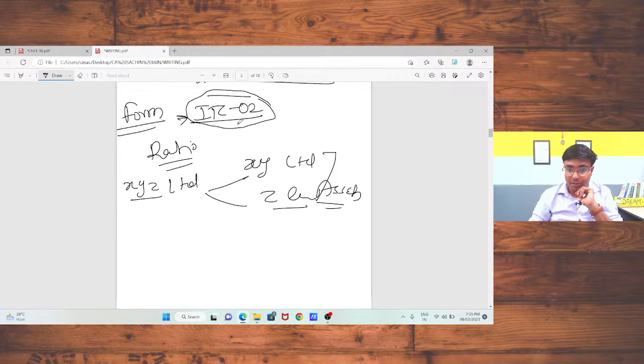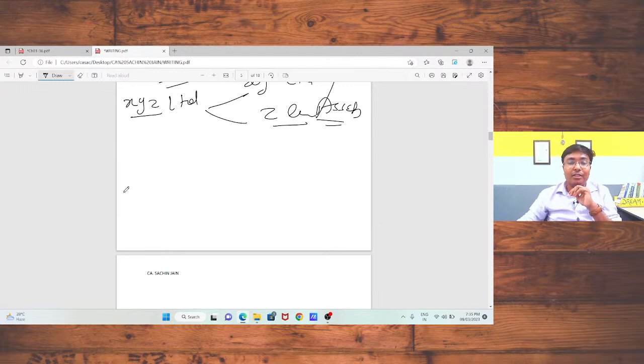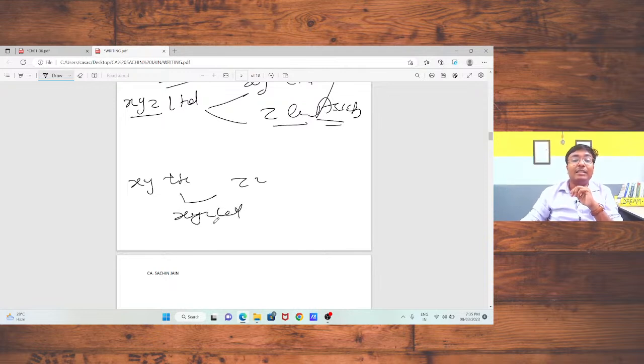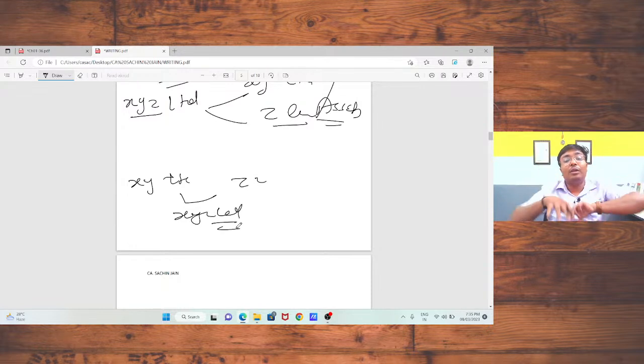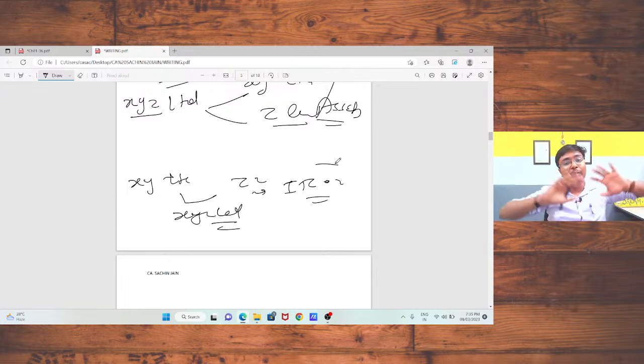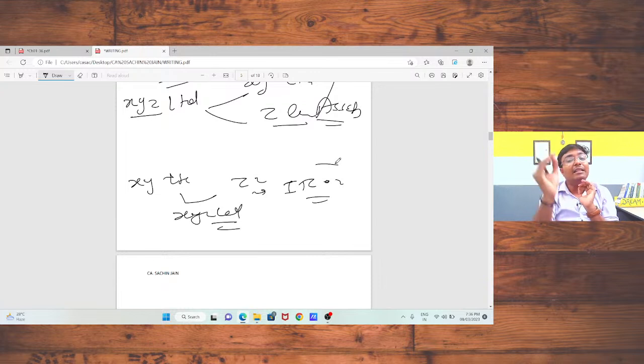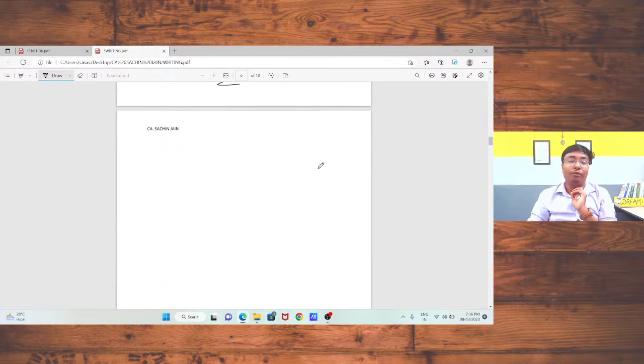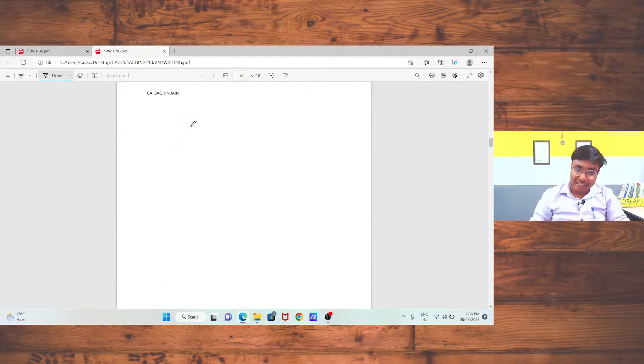In case of amalgamation, sir, there are two entities, XY limited and Z limited, and we merge them to form XYZ limited. So in that case also, the input tax credit of XY limited and the input tax credit of Z limited has to be transferred to XYZ limited. So you need to file form ITC 02. Is that okay? So form ITC 01 in case of taking the input tax credit, or if you want to transfer the input tax credit, in that case form ITC 02 you need to file. Is that okay? Next situation.